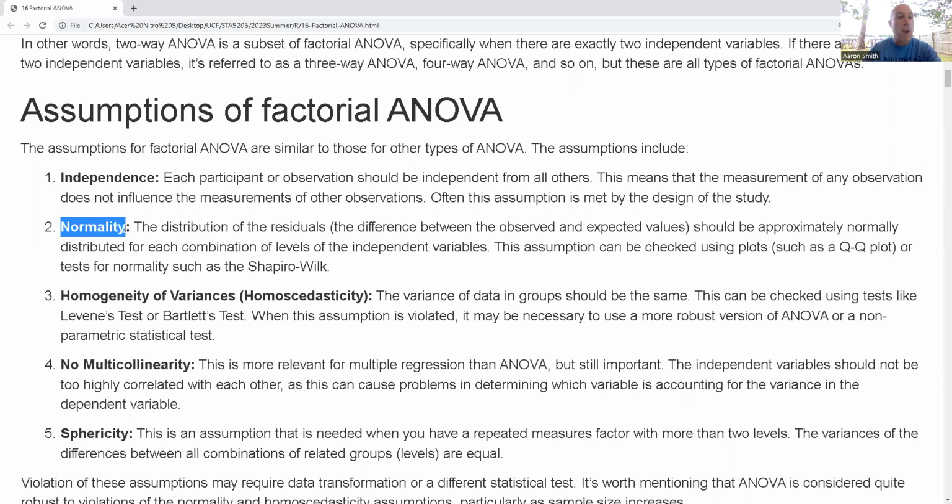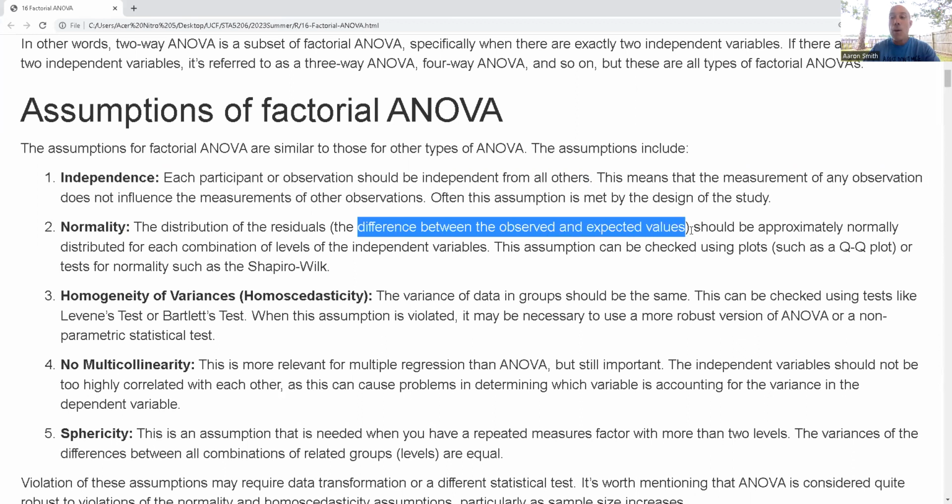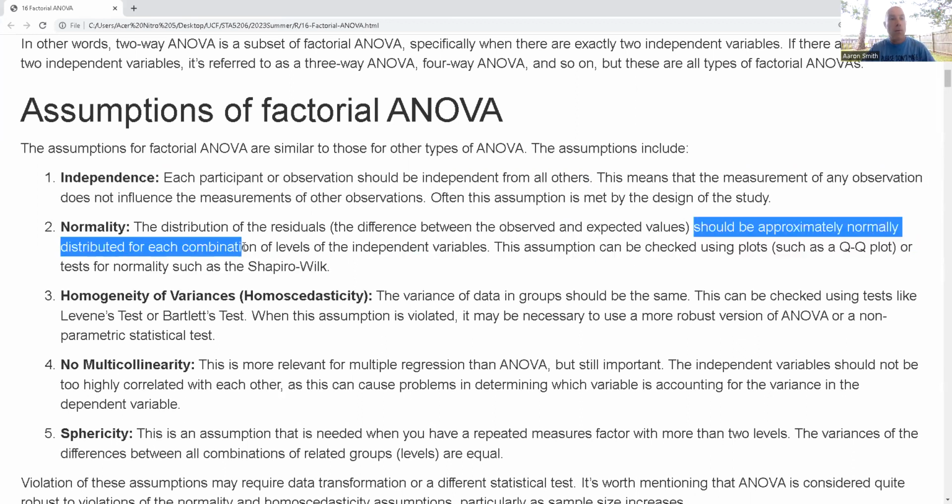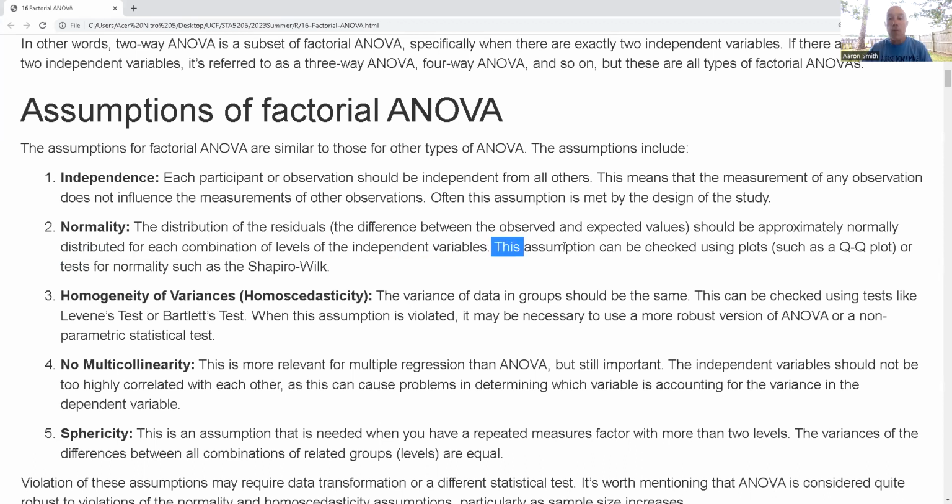Next assumption is normality. The distribution of the residuals, the difference between the observed and expected values, should be approximately normal for each combination of levels of the independent variables. This assumption can be checked by using plots, such as a QQ plot, histogram, or tests such as the Shapiro-Wilk.